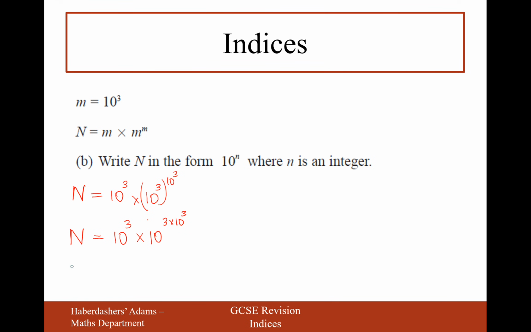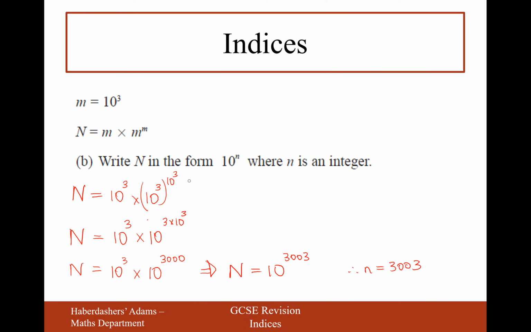10 to the 3 is equal to 1,000, so that's going to be 10 to the 3 times 10 to the power of 3 is 1,000, times 3 is 3,000, and then we add our indices together, so therefore it's going to be n equals 10 to the power of 3003. So therefore n is equal to 3003.